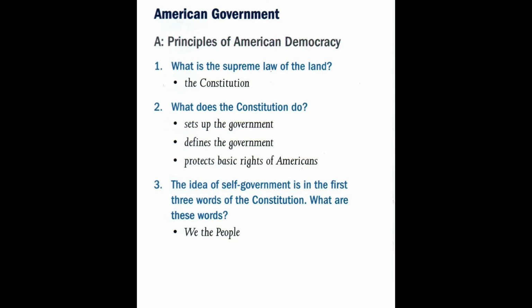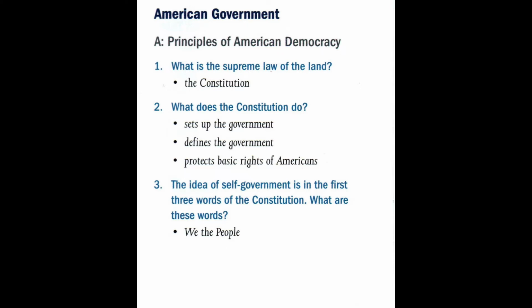American government. A. Principles of American democracy. 1. What is the supreme law of the land? The Constitution. 2. What does the Constitution do? Sets up the government. Defines the government. Protects basic rights of Americans.